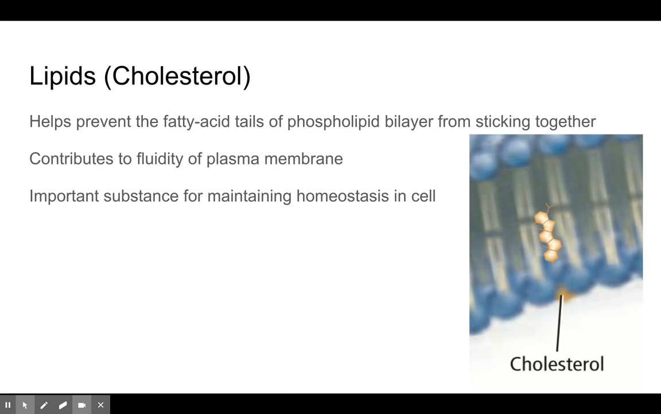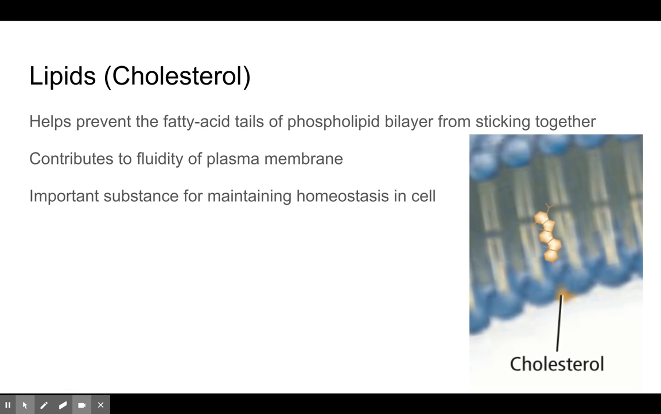So we talked about proteins being one of the three macromolecules found in a cell membrane. The second one is lipids, and you'll hear it referred to as cholesterol. And even in the picture that we have of our plasma membrane, it's labeled as cholesterol. So lipids help prevent the fatty acid tails of the phospholipid bilayer from sticking together.